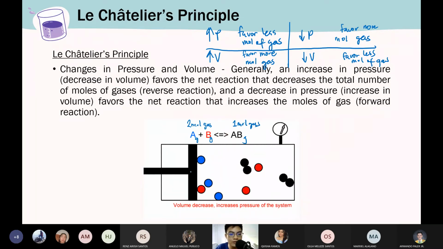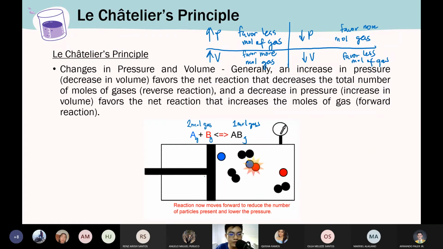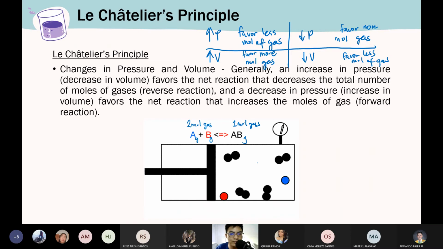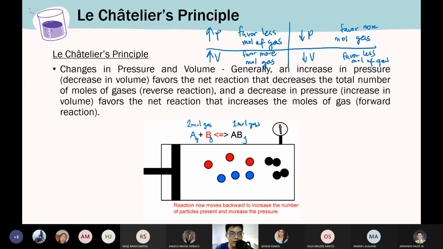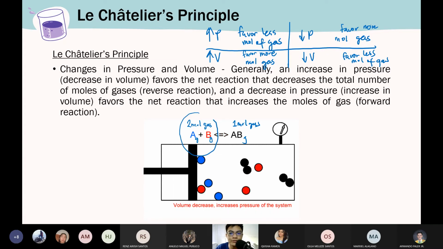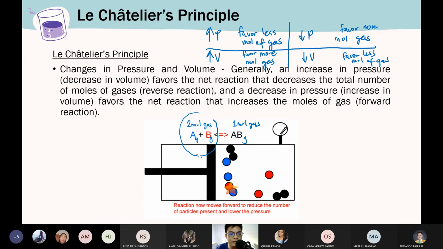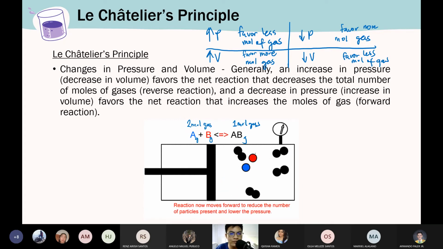So that, as you can see, when you increase the pressure, tignan nyo ha. Okay. Ito, decrease pressure. What will happen? When you decrease the pressure or increase the volume, it favors the side we're in. Yan na. Hinihila niya. So, decrease pressure, dumadami yung more mole of gas. Decrease in pressure favors more mole of gas. While increase in pressure, as you can see, it will favor the less mole of gas. Okay? Pinush niya. So, nagdikit-dikit yung mga molecules.